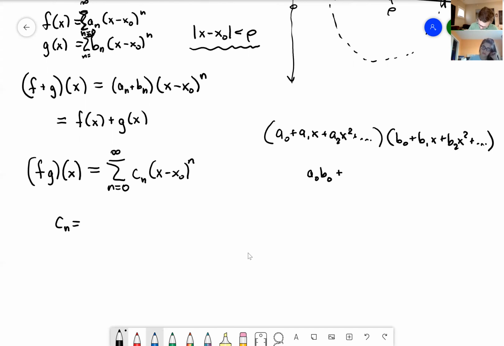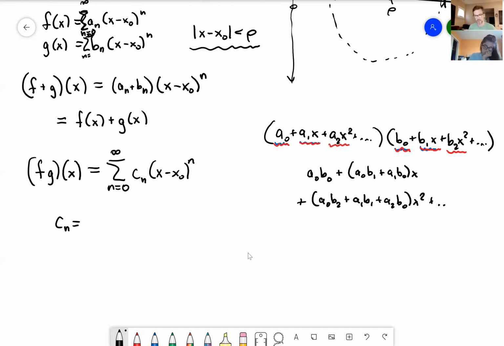Okay, now how do we get the x terms? We look at this right here, which will give us an x, and this right here, which will give us an x. So what we have is (a0 b1 plus a1 b0) x. Then for the quadratic terms, we have a0 times b2 x squared, a1 x times b1 x, and a2 x squared times b0. What does that look like? (a0 b2 plus a1 b1 plus a2 b0) x squared, right?